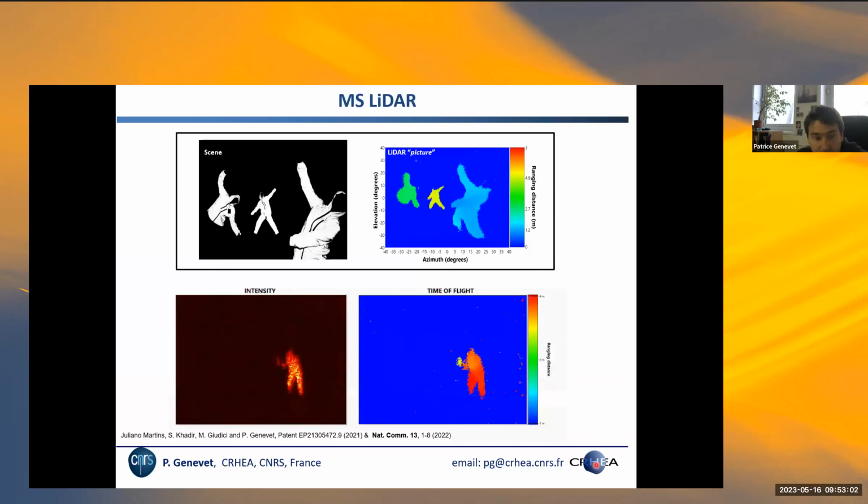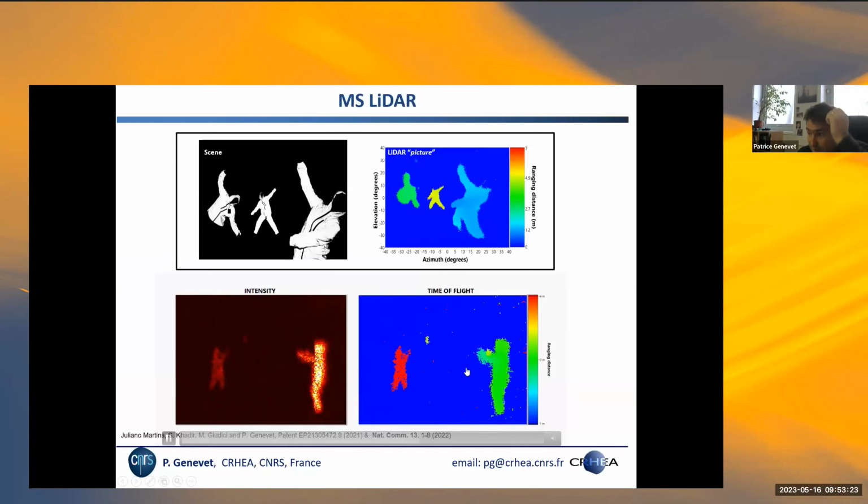Here is a video that shows the system running in real time, with intensity on the left, which is reflected intensity, and time of flight encoded on the right, where you see that people here are exchanging a ball at a very high speed, and you see the people moving back and forth from the screen that essentially shows the 3D encoding of the actual time of flight information.